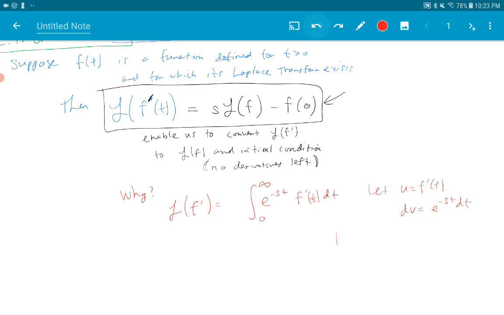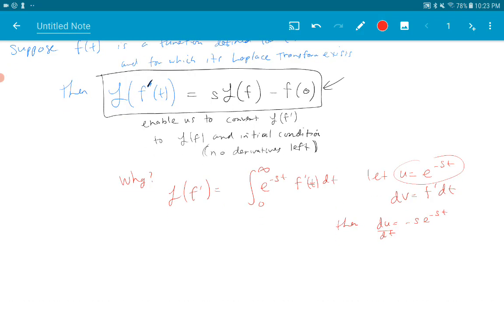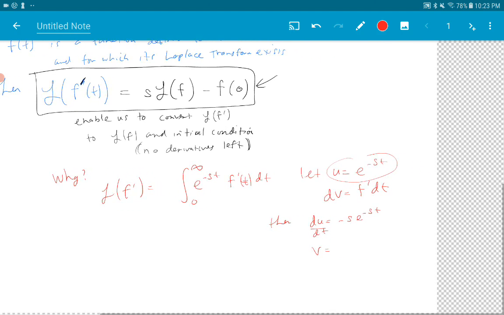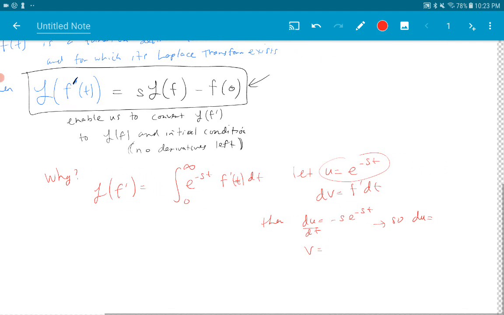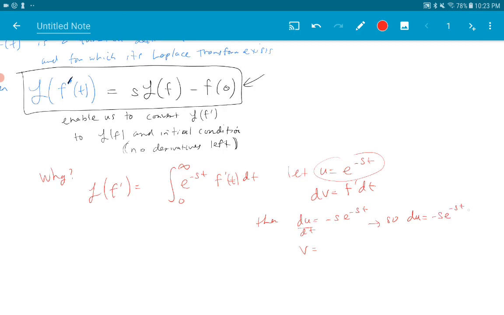Sorry, I just realized I had that backwards. All right, so just undo this. I'm going to switch the roles. I'm going to let u equal e to the negative st and dv equal to f prime dt. And then du would be, if I take the derivative of this, that's not hard, negative s e to the negative st dt. That's the expression we need for du.